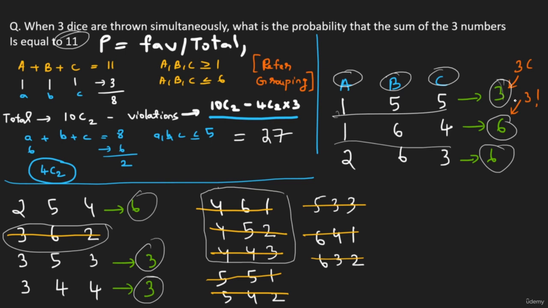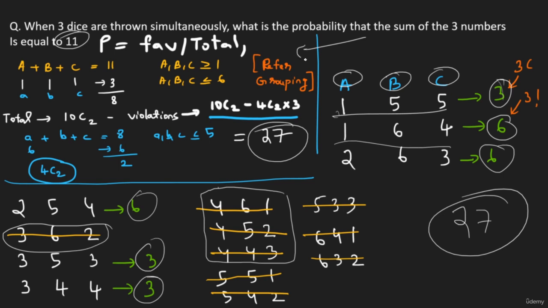Now if you add all of these, you get 3 plus 6 is 9, 9 plus 6 is 15, 15 plus 6 is 21, 21 plus 3 is 24, 24 plus 3 is 27. That's the 27 which we obtained over here. So following this method, we do it much faster and we avoid making careless mistakes. Alright, let's move ahead with the question and find the probability.